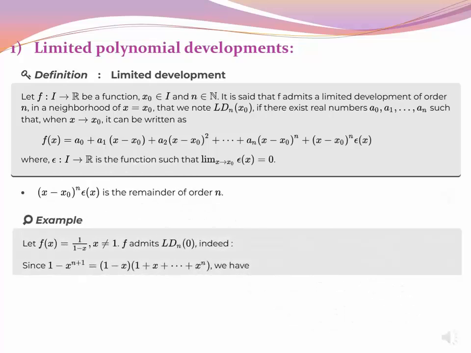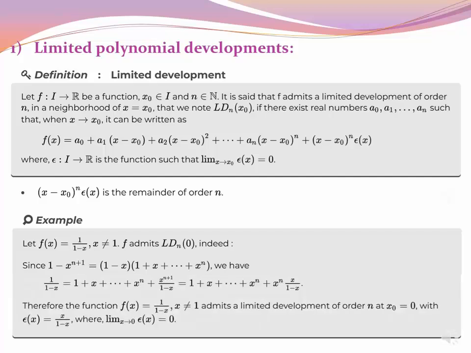Example, let's consider the function f of x equal 1 over 1 minus x. First, recall the identity 1 minus x to the power of n plus 1 equal 1 minus x times 1 plus x plus 2x to the power of n. Using this identity, we can write the following equality. This means that the function f admits a limited development of order n at 0.